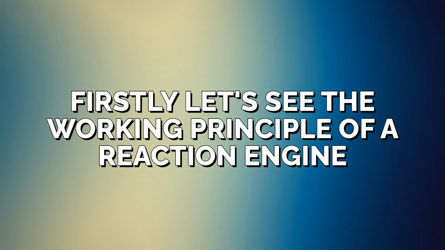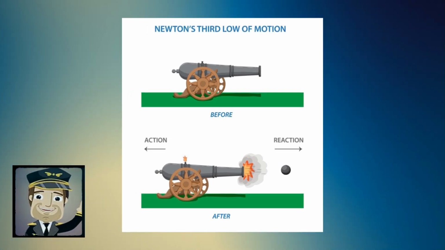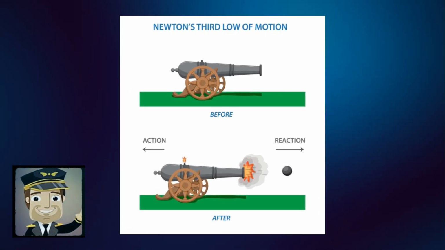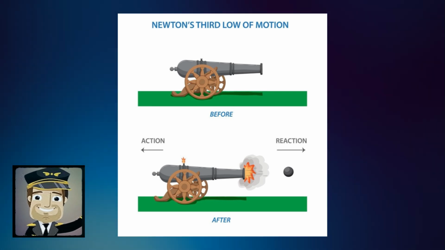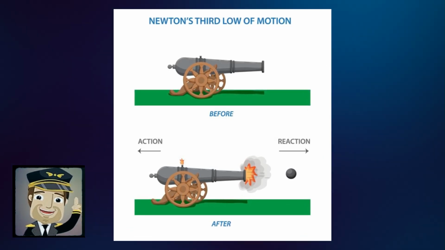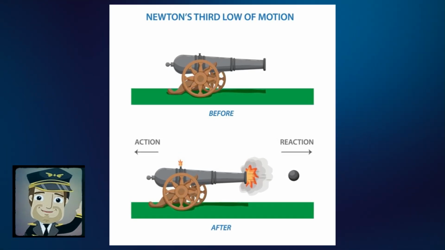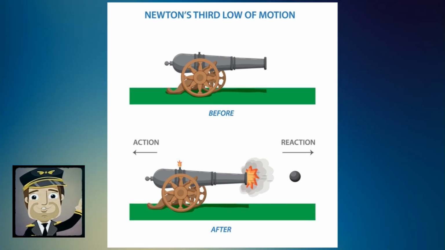Firstly, let's see the working principle of a reaction engine. An engine, like the one we find in airplanes, works based on Newton's third law, which states that for every action there is an equal and opposite effect. The driving force is a large mass of air or gases moving backwards, and the consequence is that this force pushes the aircraft forward, creating thrust.